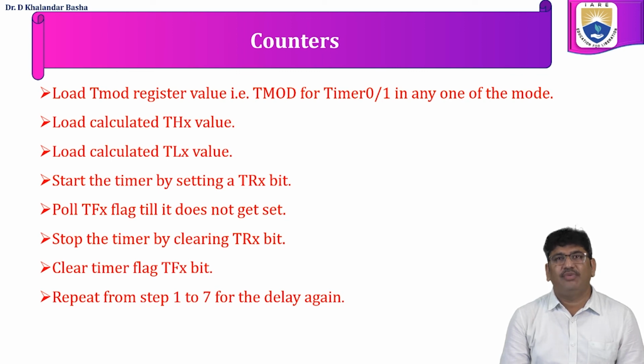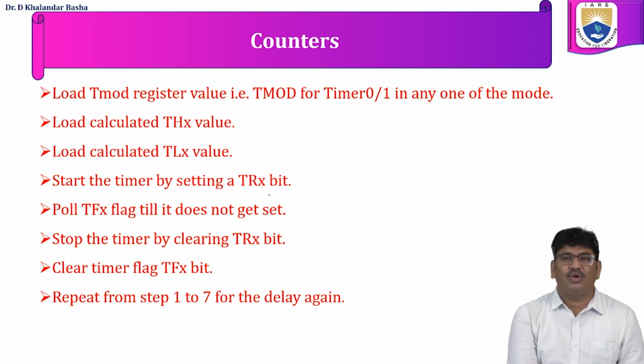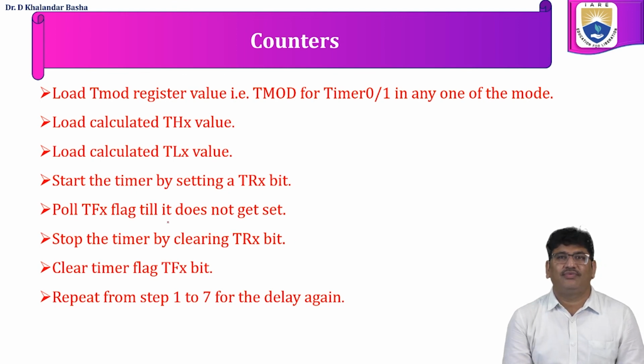For programming the timers or counters, the various steps we have to follow are: load the TMOD register value for timer 0 or timer 1 in any one of the modes. Then the calculated THX value we have to load into the THX register, and the calculated TLX value will be loaded into the TLX register. Then we have to start the timer by setting the TRX bit, TR0 for timer 0, TR1 for timer 1. Poll the TFX flag.